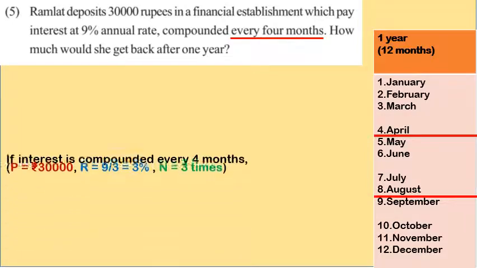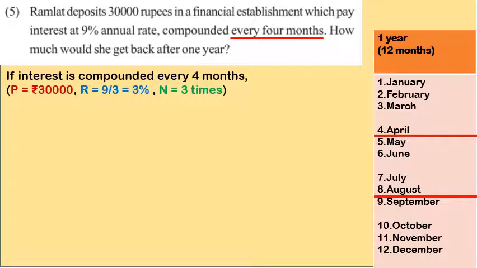So write, if interest is compounded every 4 months, principal P equal to 30,000 rupees, rate of interest R equal to 9 by 3, which is equal to 3%. Here interest is added 3 times in a year. That is annual rate of interest by 3, which is equal to 3%. And number of periods N equal to 3 times. That is 3 times in a year.